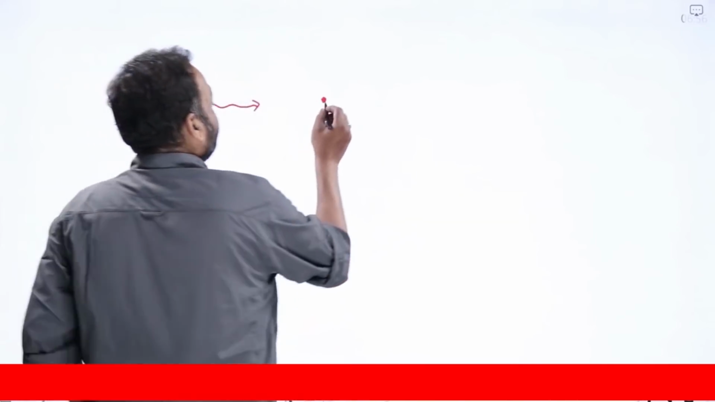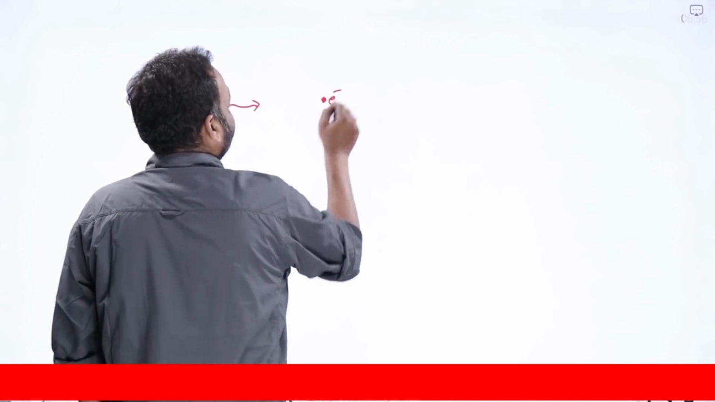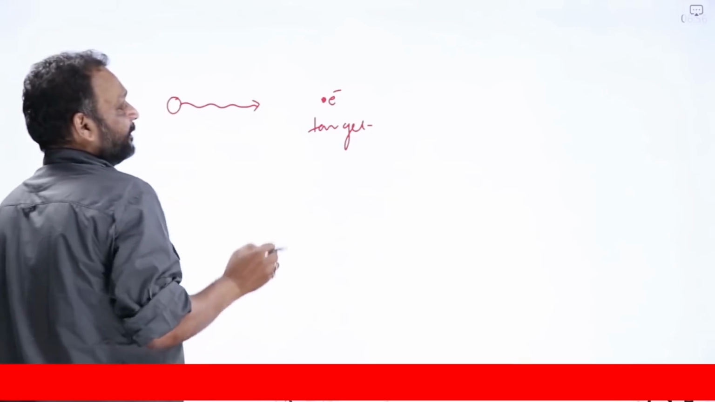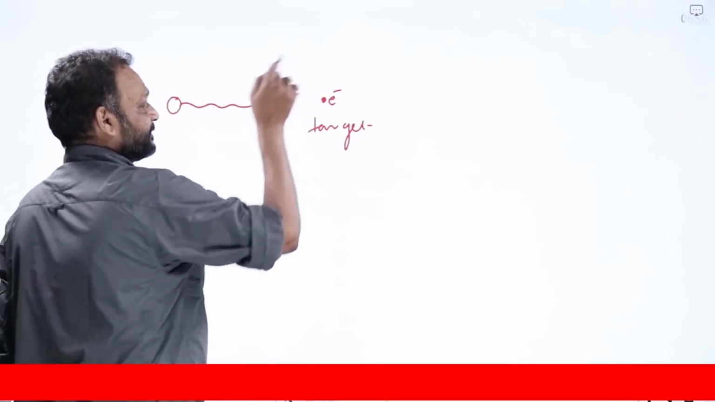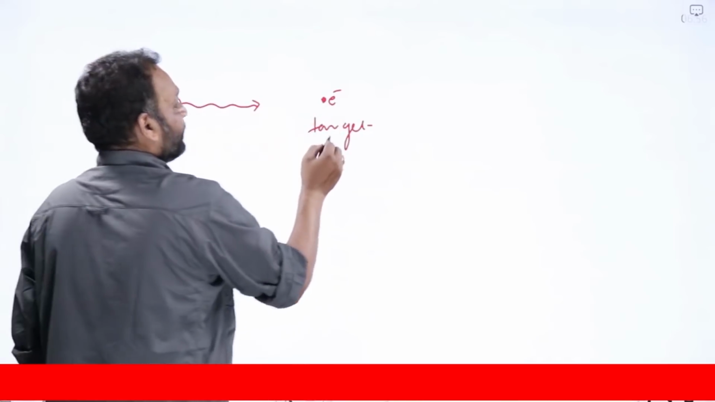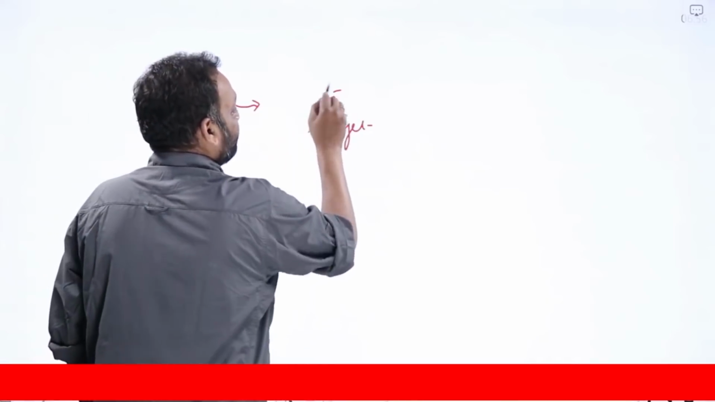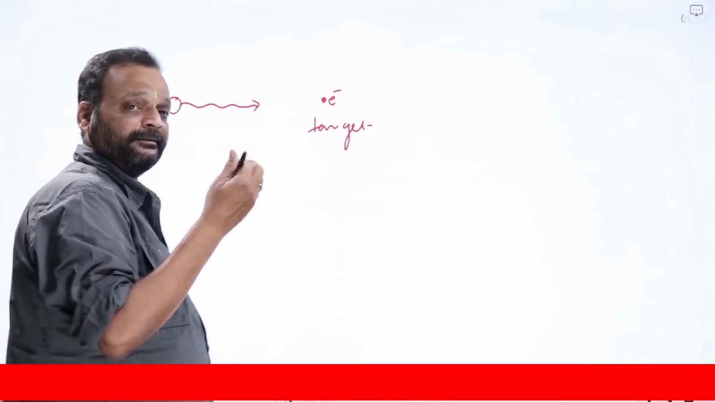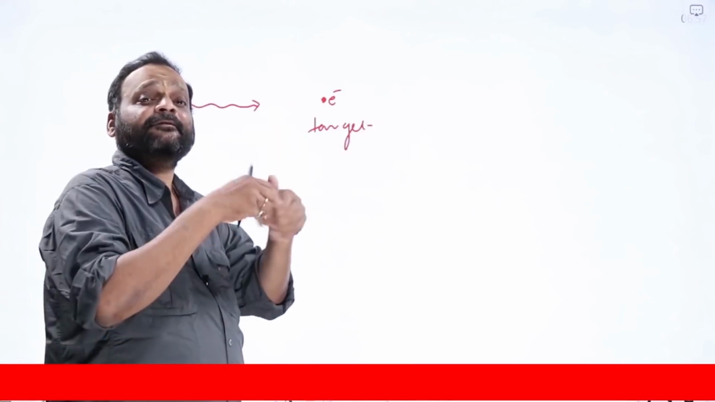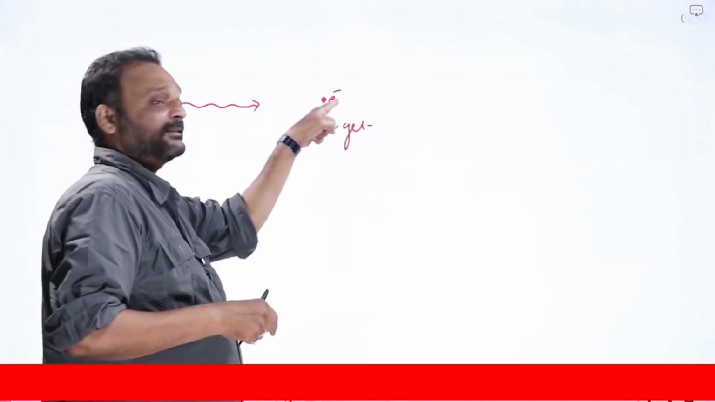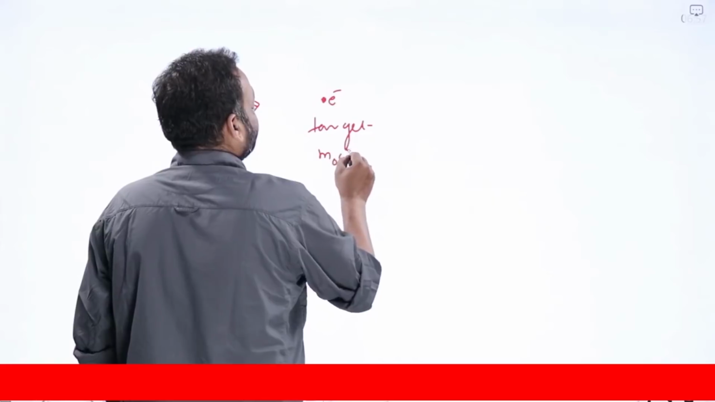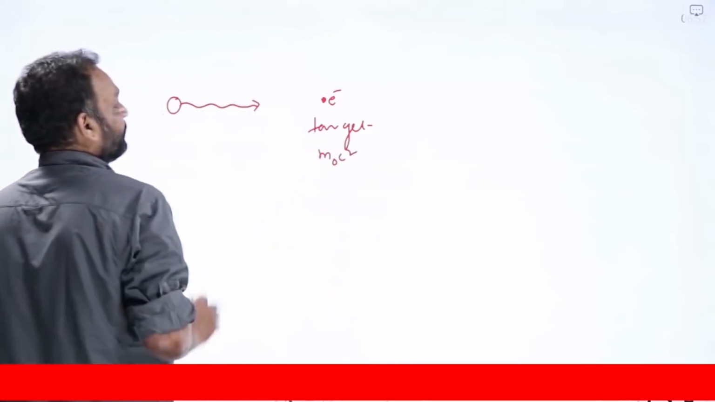So I take this as the target electron. Compton assumed that the target electron is at rest. At rest means it will not have any kinetic energy. It is a free electron, so it will not have any potential energy. Then what type of energy will it have? Only the rest mass energy, m naught c square. So the target electron has simply rest mass energy, m naught c square.